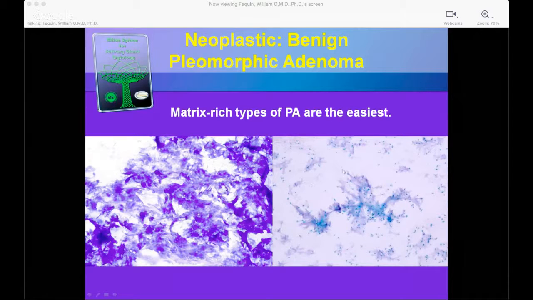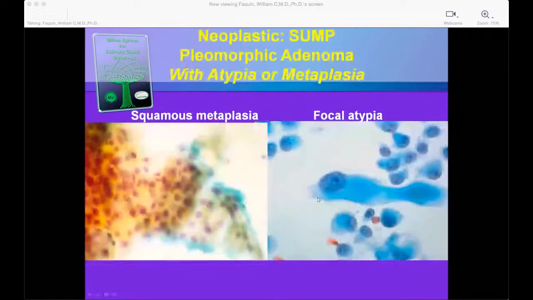Here we have an alcohol-fixed Pap-stained example of a classic pleomorphic adenoma. Again, this cotton candy-like fibrillar matrix with frayed edges and very bland myoepithelial cells embedded within it. So these are two very easy pleomorphic adenomas that we could definitely call neoplasm benign.